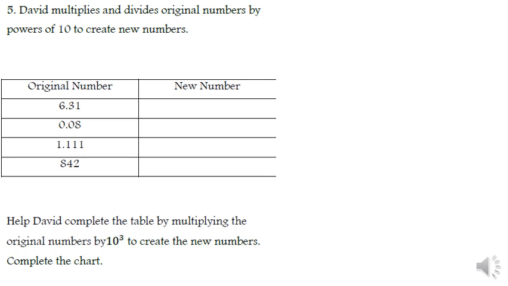Now, he multiplies and divides original numbers by powers of 10 to create new numbers. Help him complete a table by multiplying the original numbers by 10 to the third. So, multiplying by 10 to the third, and I know 10 to the third is 1,000. So I'm multiplying each one of these by 1,000. Now, I can see here, the first one, I got 6.31. And I know I'm going to multiply it by 1,000, so it's going to get larger, and it's going to get larger by 3 place values, because 10 to the third. So it's going to go 1, 2, 3 place values.